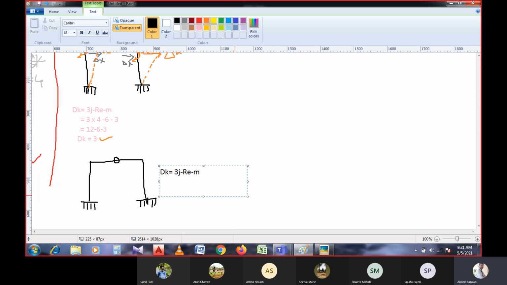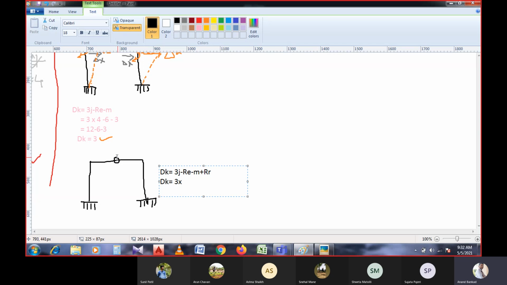And then, if there are internal hinges, the release reactions should be considered. So the DK value, that means the kinematic indeterminacy for the particular structure, is 3 times the number of joints. How many joints are there? So keep in mind and do remember this: whenever you get a hinge, we have to consider it as a joint itself.